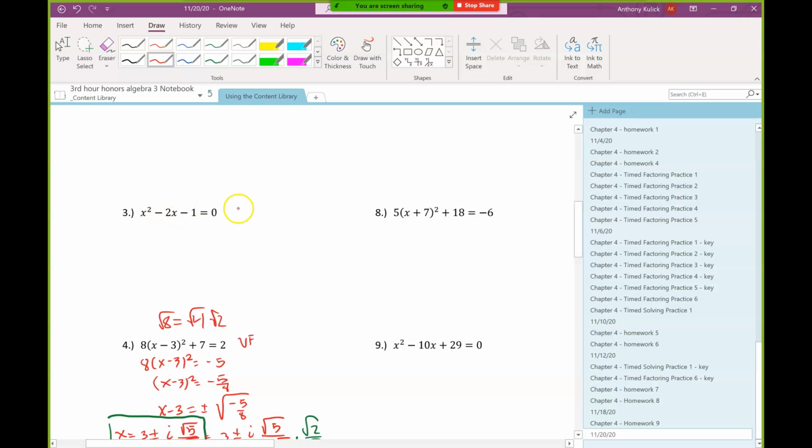So I noticed that this is a standard form problem. Since the leading coefficient is 1, I could try to factor this. But I'm going to notice really quickly that there aren't two numbers that multiply to give me -1 that add to give me -2. So I'm not going to be able to factor this, so I'm going to be stuck using the quadratic formula. Not stuck, but that's really my only option at this point. So -b plus or minus the square root of b squared minus 4ac, all over 2 times a.